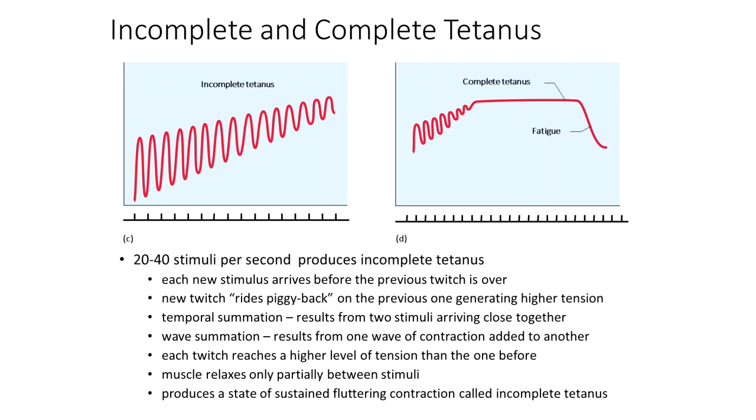Temporal summation results when two stimuli arrive close together. Wave summation results when one wave or contraction is added to another. Each twitch reaches a higher level of tension than the one before, and the muscle only relaxes partially between the stimuli. This produces a state of sustained fluttering contraction called incomplete tetanus.